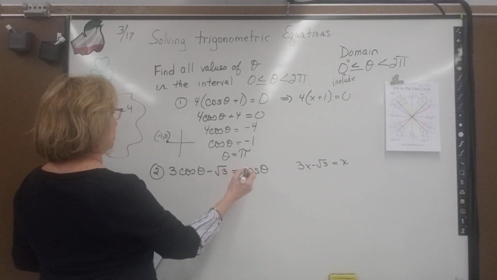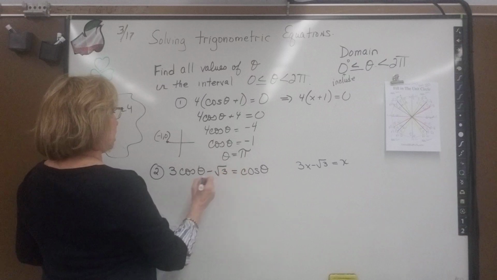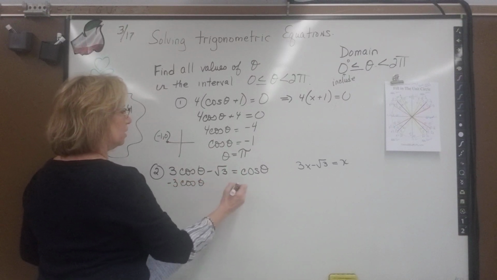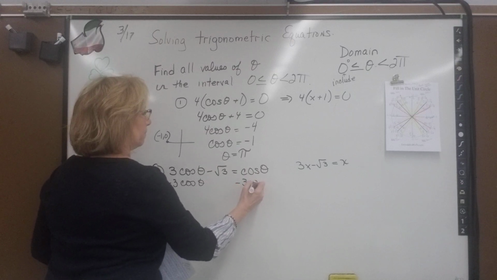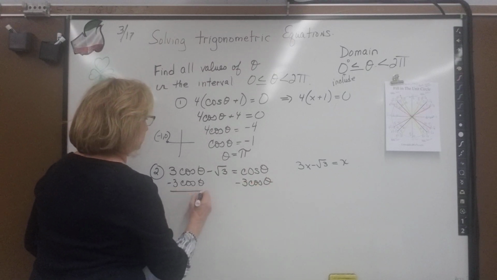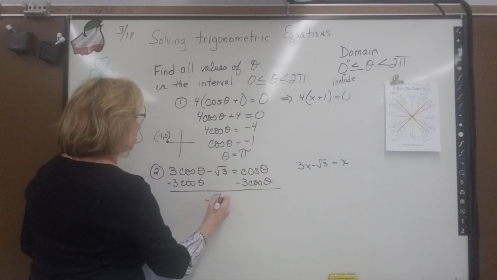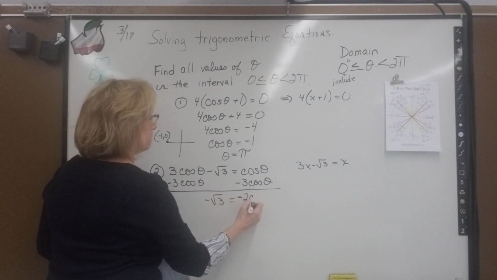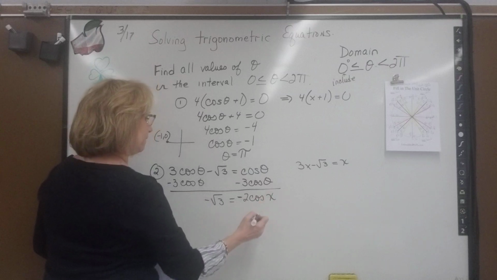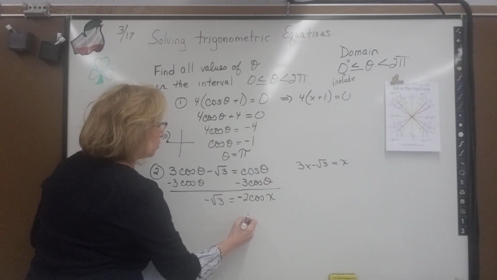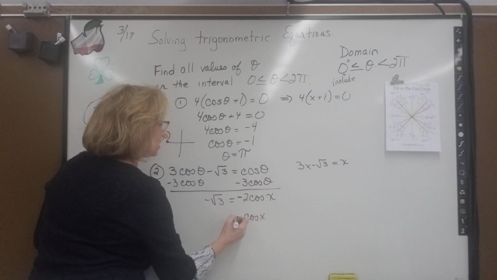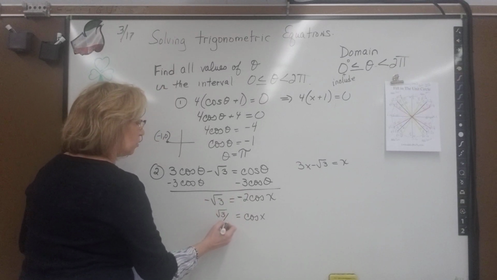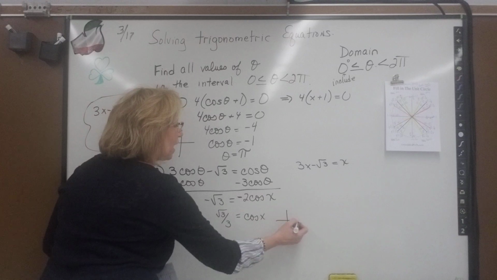So I'm going to bring this here, so minus 3 cosine theta. And again, guys, these are literally solving equations. Okay, divide that. So cosine of x is equal to negative divided by negative, which is a positive, radical 3 over 2. Again, we have a positive cosine.